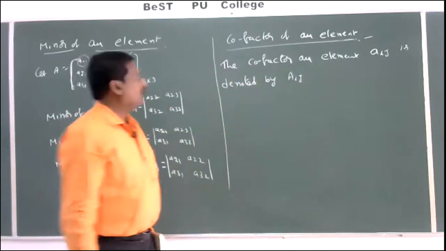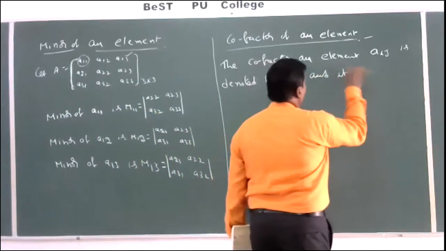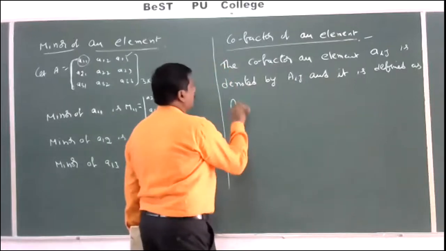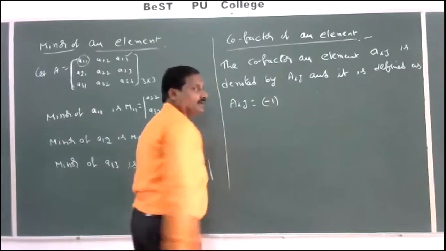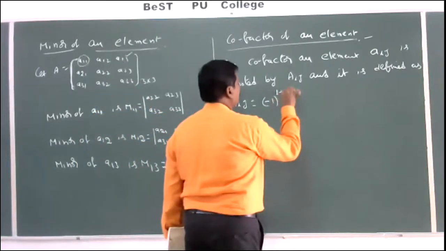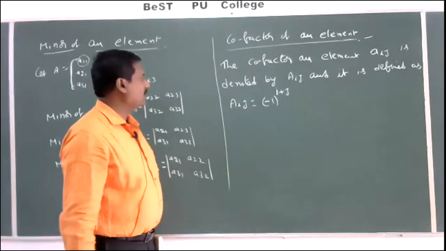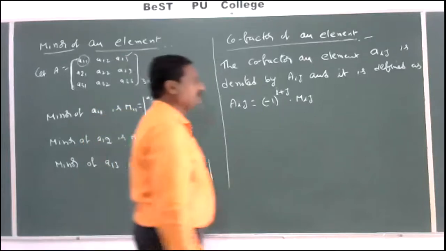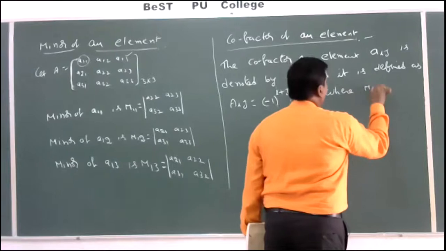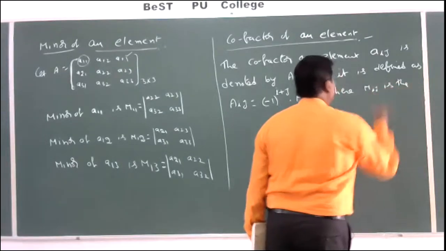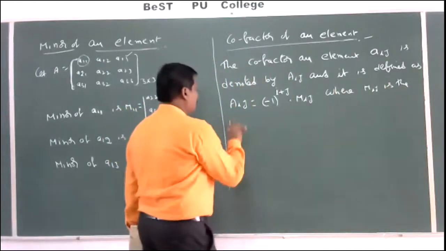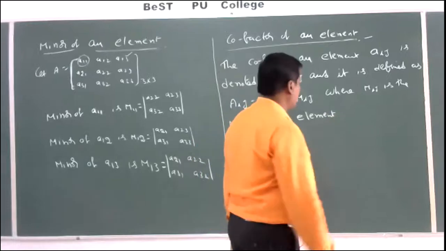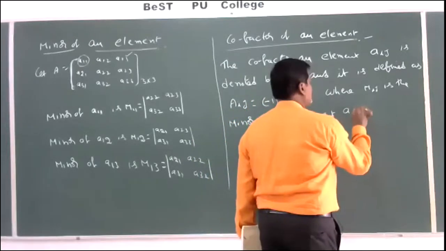Aij, and it is defined as Aij equal to minus 1 whole power i plus j into Mij, where Mij is the minor of the element aij.